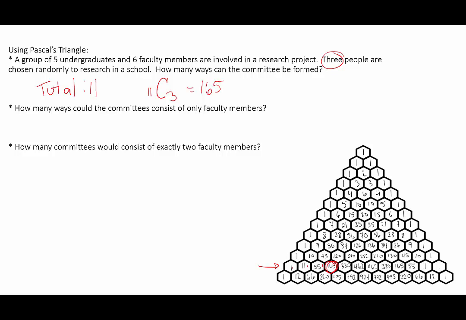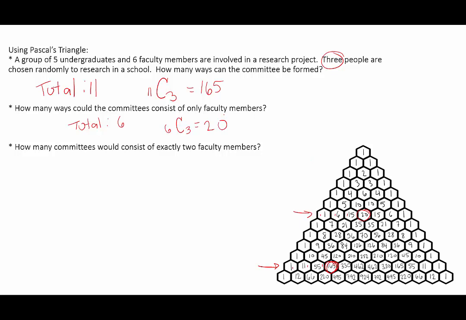Now, what if I get a little more selective here? How many ways could the committee consist of only faculty members? Well, there are 6 faculty members. So in this case, we would only be looking at these 6 faculty members. And this would be 6 choose, we still want 3 people, so 6 choose 3. Go to the 6th row. 0, 1, 2, 3. So 6 choose 3 must be 20.